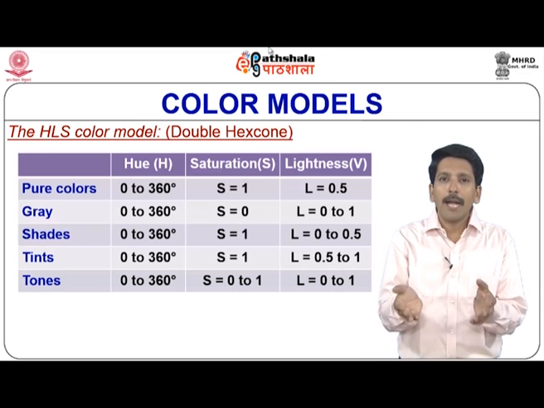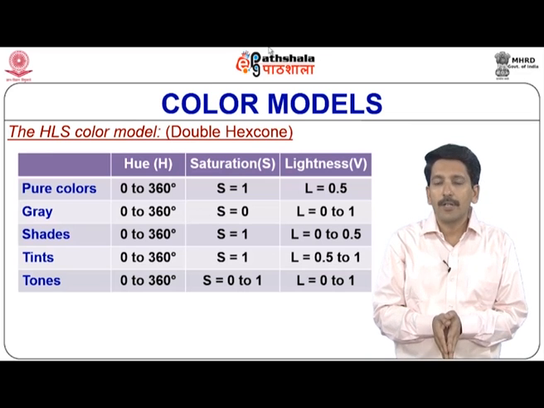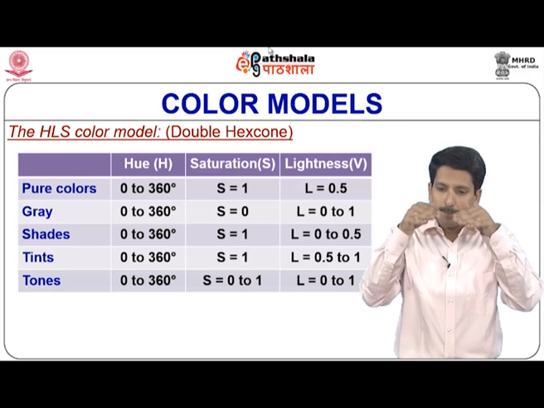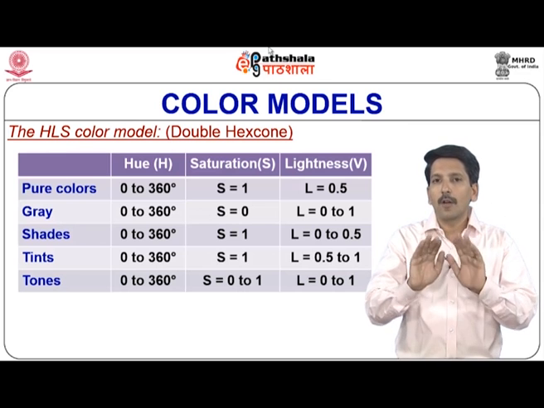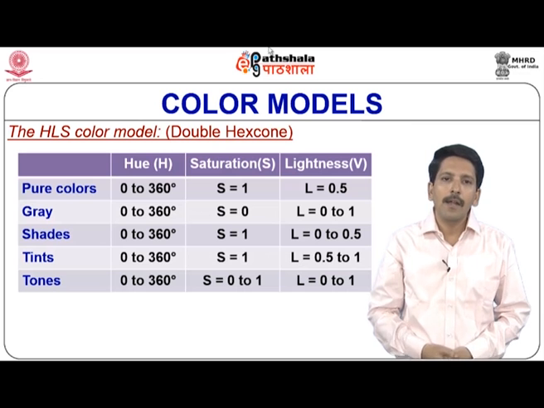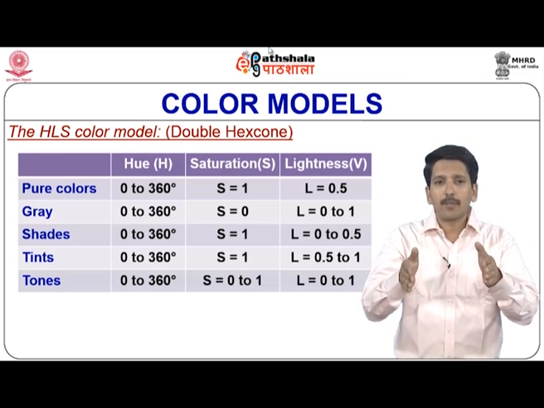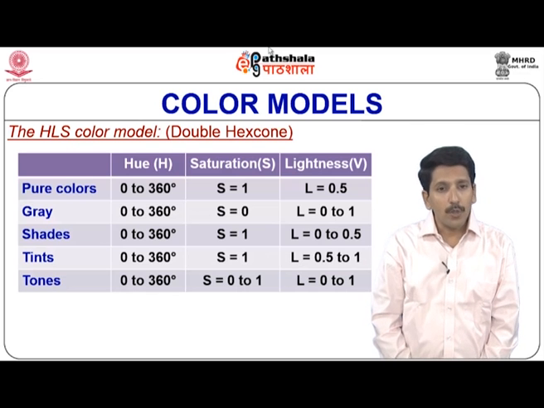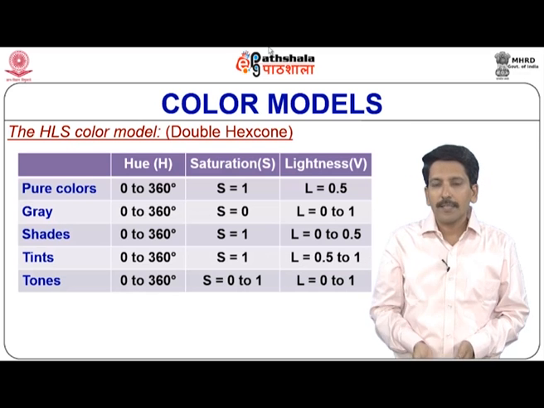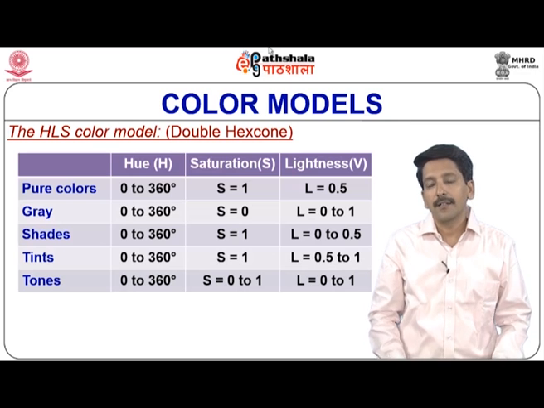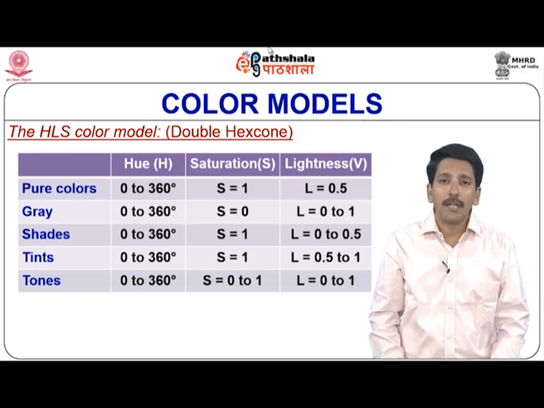Shades: when we add black pigment to a pure color, we get shades of that. Shades lie in the bottom half of the HLS color model on the boundary. Tints lie on the upper half of the double hex cone and on the boundary, and tones are all the colors that lie on the entire inside of the double hex cone.